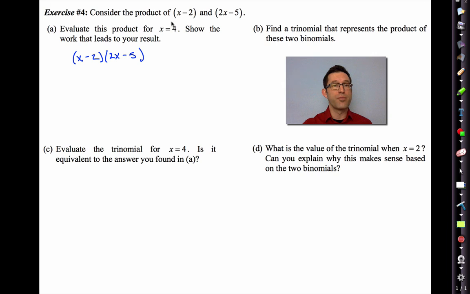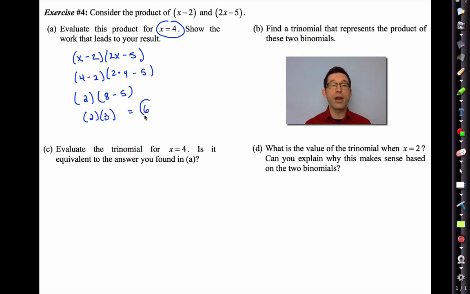In other words, I'm going to put 4 in. 4 minus 2 times 2 times 4 minus 5. We just need to be careful here. 4 minus 2 is 2. 2 times 4 is 8 minus 5. And then I'll get 2 times 3, and it looks like the product's equal to 6. Because remember, that product will always depend on what x is.